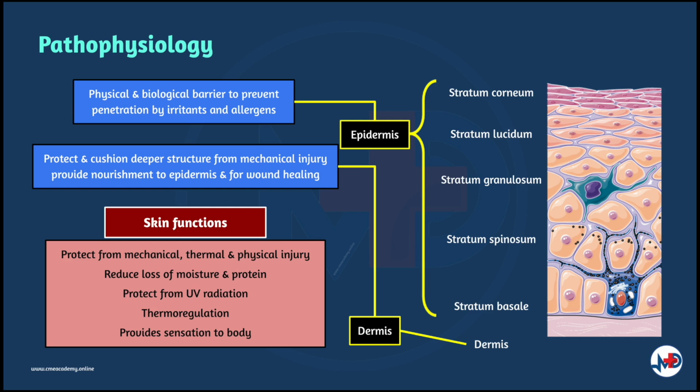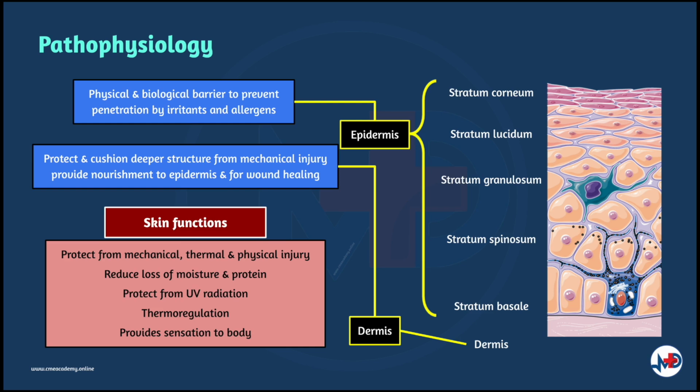Skin is made up of two layers, the epidermis and the dermis. Epidermis consists of stratified squamous epithelium, which are the keratinocytes in progressive stages of differentiation. Layers of epidermis are the stratum corneum, the absorptive layer, stratum lucidum, which is only found in thick skin, stratum granulosum, also known as the granular layer, stratum spinosum, the prickle cell layer, and the germinative layer known as stratum basale. Epidermis functions as a physical and biological barrier to prevent penetration by irritants and allergens.